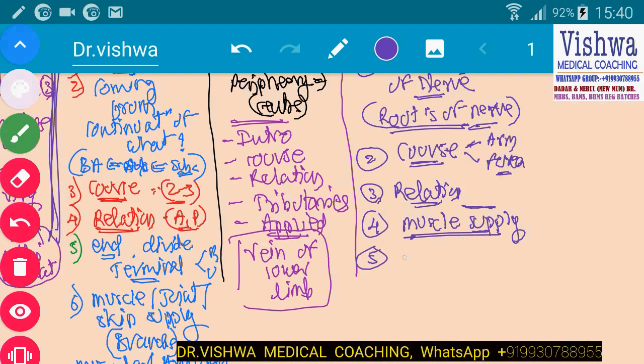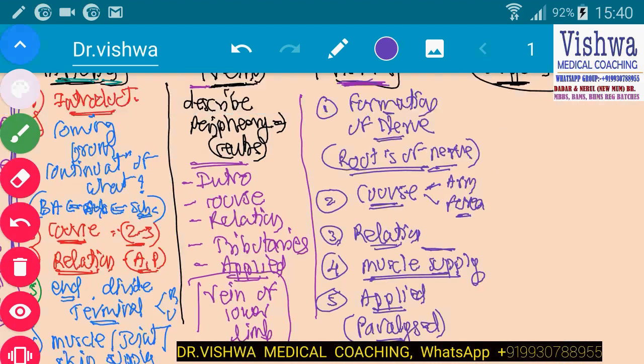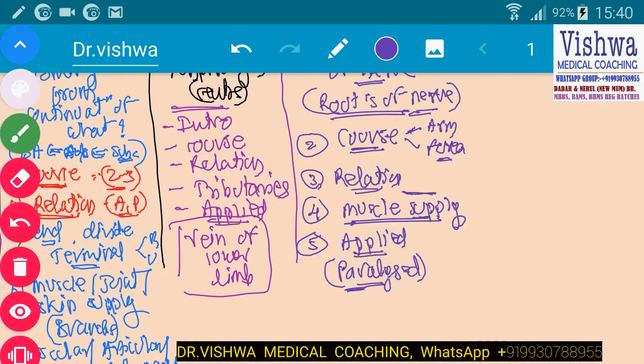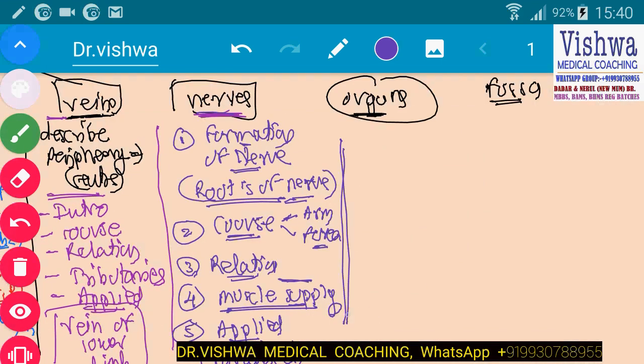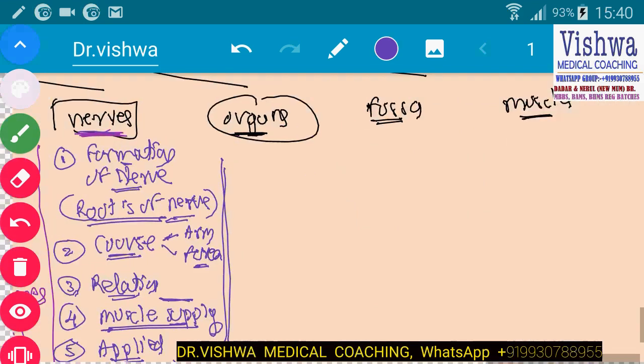Fifth, what is the applied? And all nerves have applied. If it is paralyzed, which muscles will not be working properly? If it is getting paralyzed, which muscles will be affected? Whichever muscles the nerve innervates, those muscles will be affected. And therefore it becomes an applied. Of course this is general, so that you all can understand what exactly the points we are supposed to study in any part of the anatomy. This will definitely make things more easy to understand.